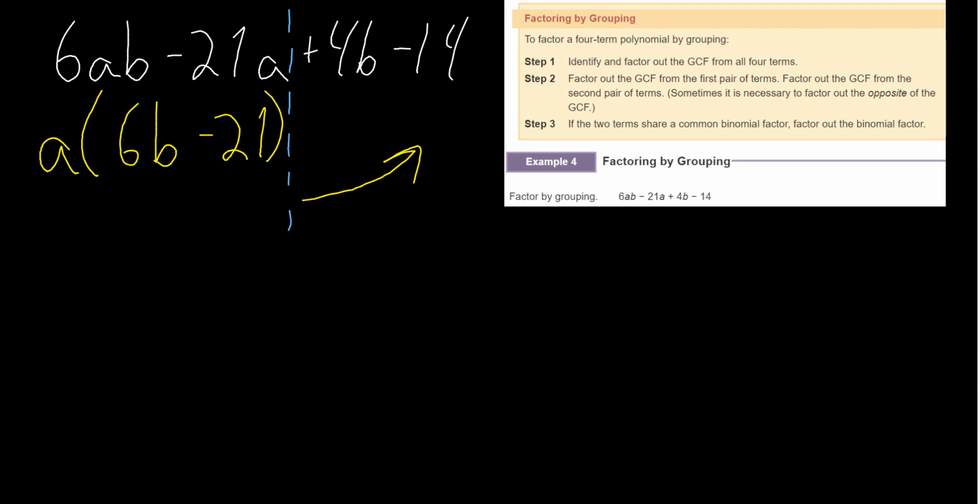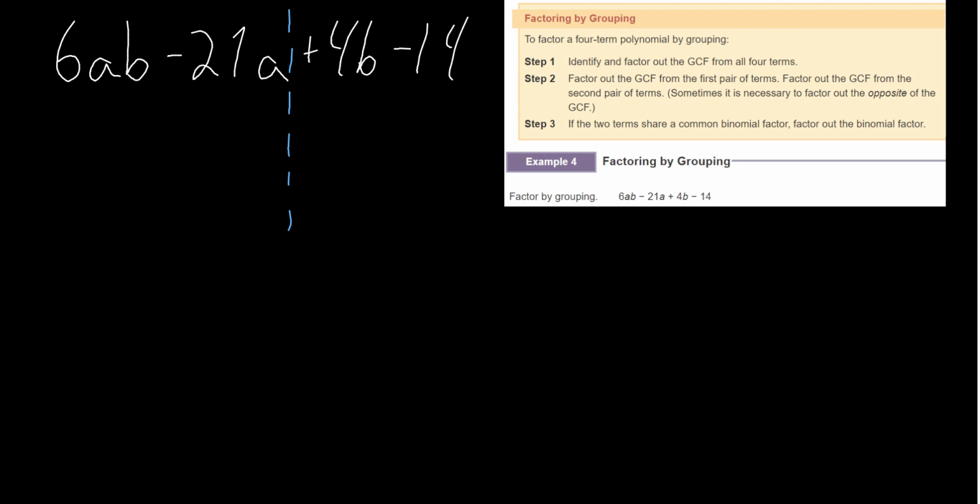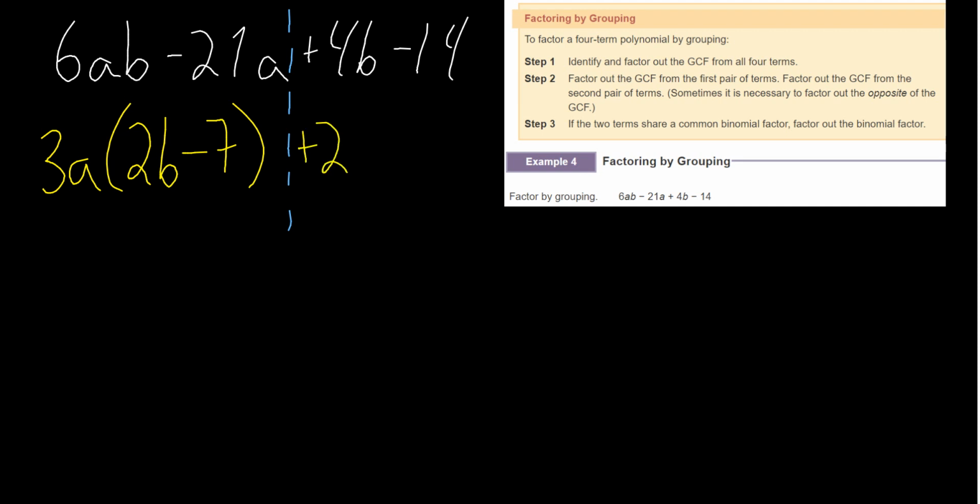Oh no, I messed up. Sorry, it should be a 3a. If you saw that, my bad. I can factor a 3 out of both of these, so it's going to end up being 2b minus 7. On the right side, what can I factor out? It looks like I can factor out a 2. So I'm going to factor out a positive 2, and what remains is 2b minus 7.